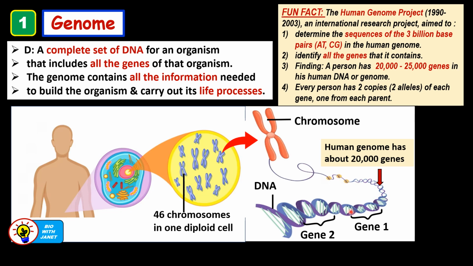20,000 to 25,000 different types of genes in one cell, all right? And each person has 2 copies of each gene, one from each parent. For example, the gene for blood group or the gene for eye color. We have 1 copy of the gene, actually called the allele, from our own father, and 1 from our own mother. Okay.